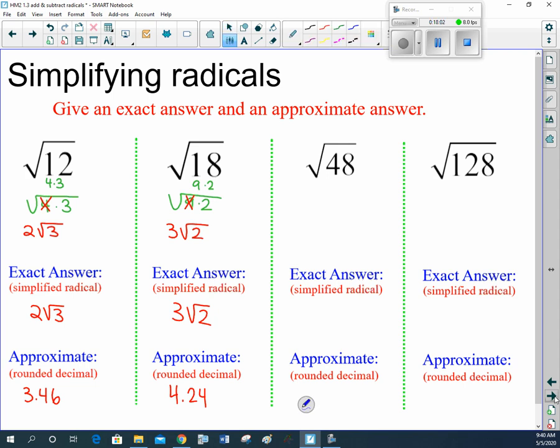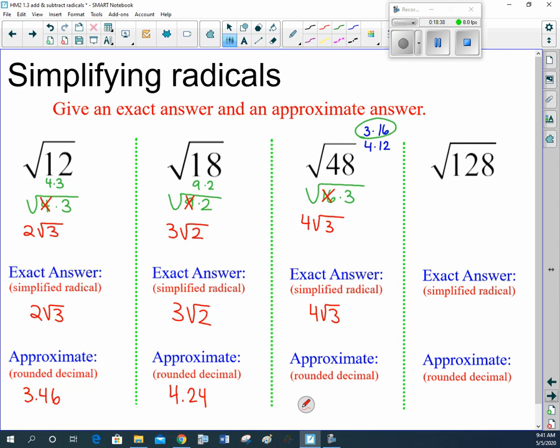Okay, square root of 48. Off the top of my head, I'm thinking 4 times 12, because I know that 4 goes into 48. But I also have 3 times 16. I'm going to use 3 times 16. 16 is the biggest perfect square factor. So I'm going to go 16 times 3, square root of 16. I know that answer is 4. And then the 3 is here. So my exact answer is 4 root 3.